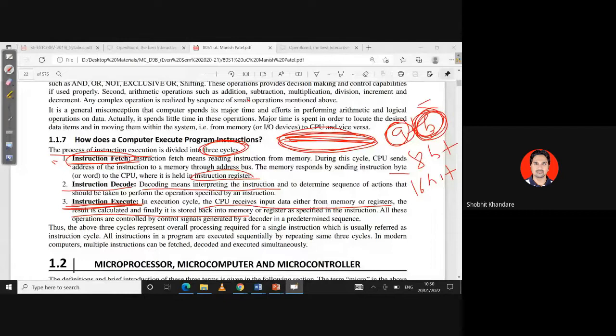a plus b का सपोज रिजल्ट c है, तो c को कहाँ पे स्टोर करना है, रजिस्टर में ही करना है या फिर बैक टू द मेमोरी में करना है, वो सब depends upon जो इंस्ट्रक्शन आपने लिखा है। So that is called as execution.